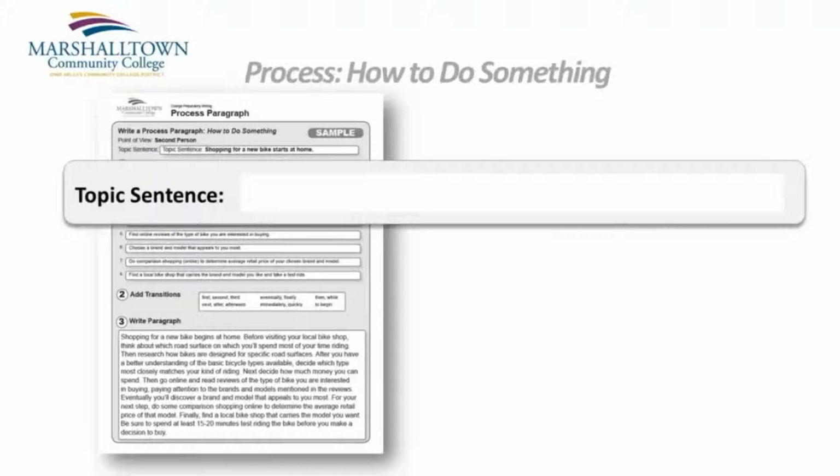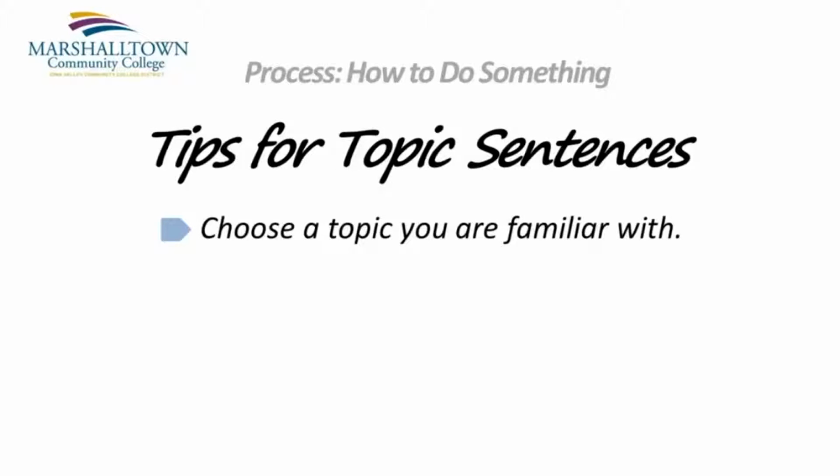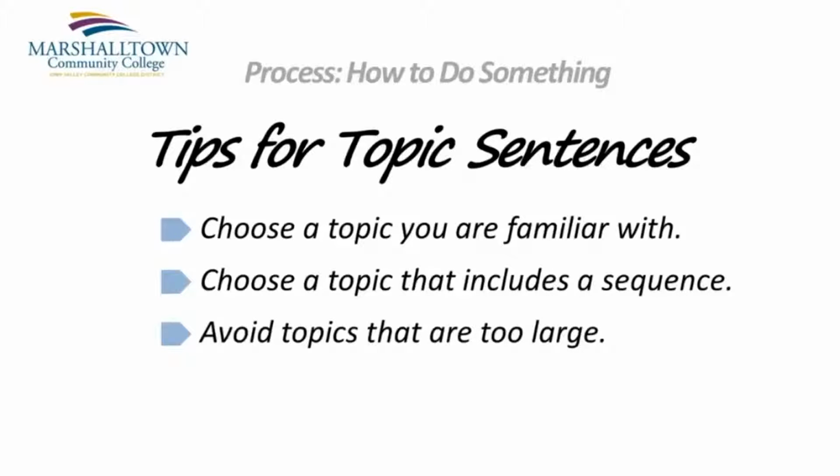The first step in writing your process paragraph is to decide on a topic and then write a topic sentence. Here are a few tips to help you get started. First, choose a topic that you are familiar with. Obviously, this will make the assignment easier to complete. Be sure to choose a topic that includes a sequence. If your topic doesn't show your reader how to do something or how something works, then it's not really a process analysis. Finally, avoid topics that are too large to cover in one paragraph. It's important that you choose something that can be explained in 8 to 10 sentences.